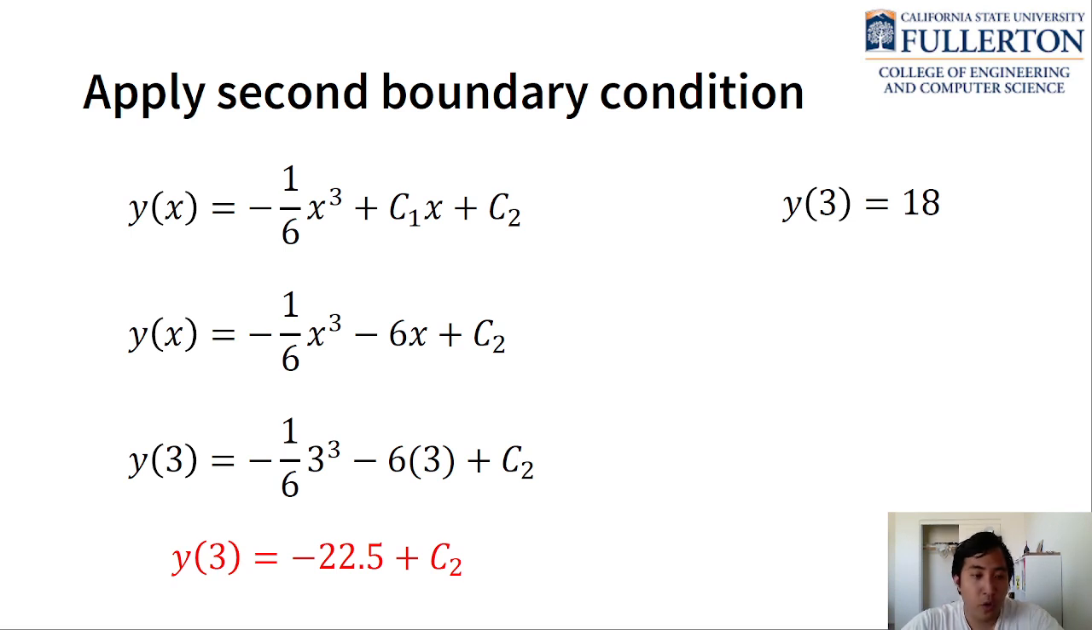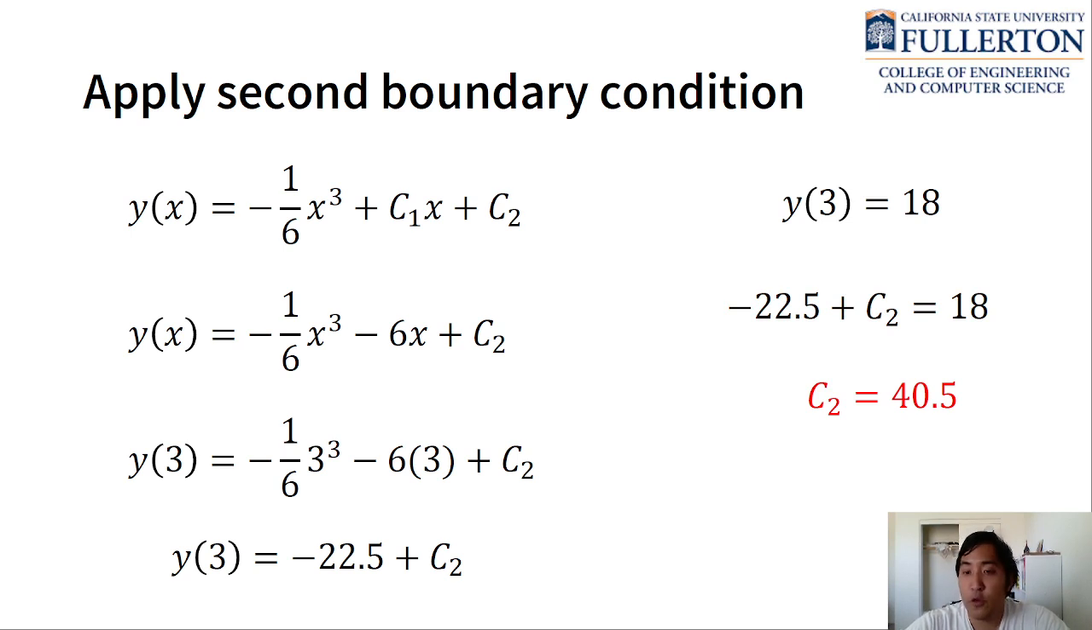Now that we've evaluated what y of 3 is, we can go ahead and plug that into the boundary condition. And so what we get is minus 22.5 plus c2 is equal to 18. We just moved the 22.5 to the other side. And what we get is c2 is equal to 40.5.